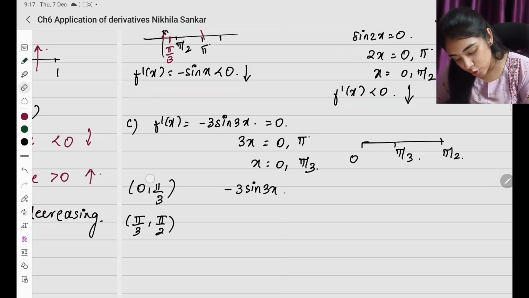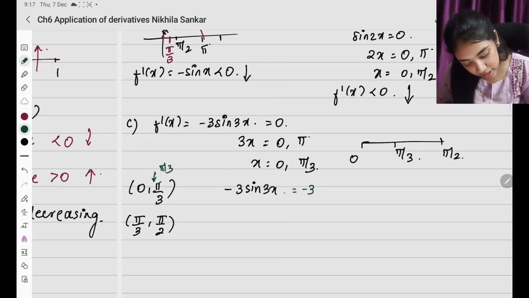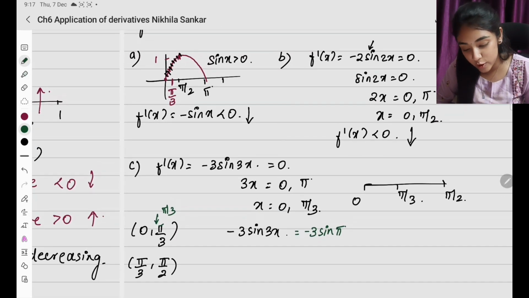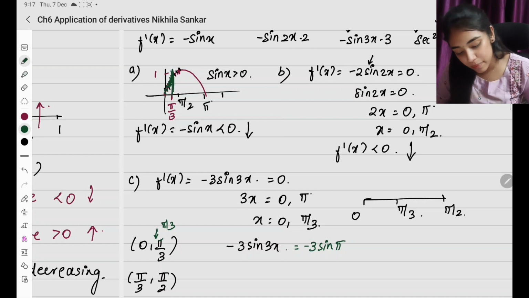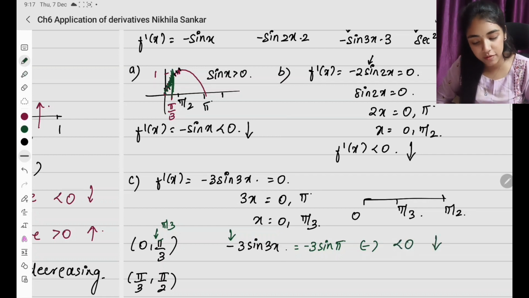So, put the value, for example, pi by 3. Okay, so when I have pi by 3, let me put the value pi by 3. So, here what will I have? 3 sin 3 times pi by 3 is going to be sin pi. So, now we check up to pi. So, I have the value is going to be increasing until pi divided by 3. It will be a positive value, but here notice that I have a negative sign. So, it is going to be negative, less than 0, and hence the function is decreasing.